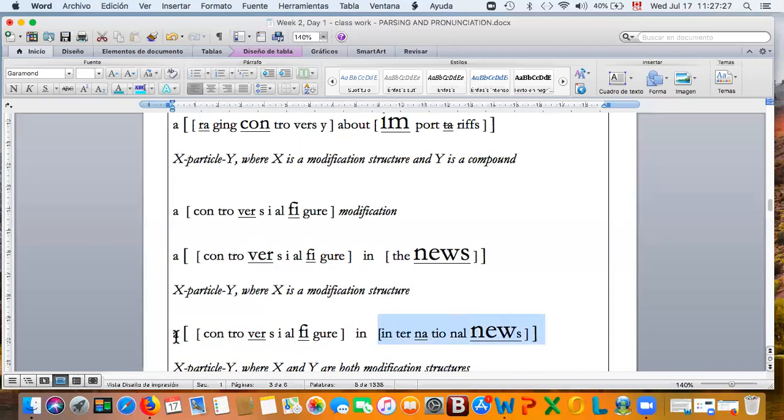Well, we can pronounce it that way. We have no problem pronouncing it that way because X, which is controversial figure, has to be lower than Y, international news. But we have this alternation of up and down, so we don't need to invert these two accents anymore. And it gives us, I'm going to read this very slowly. Please repeat after me. He's a controversial figure in international news.